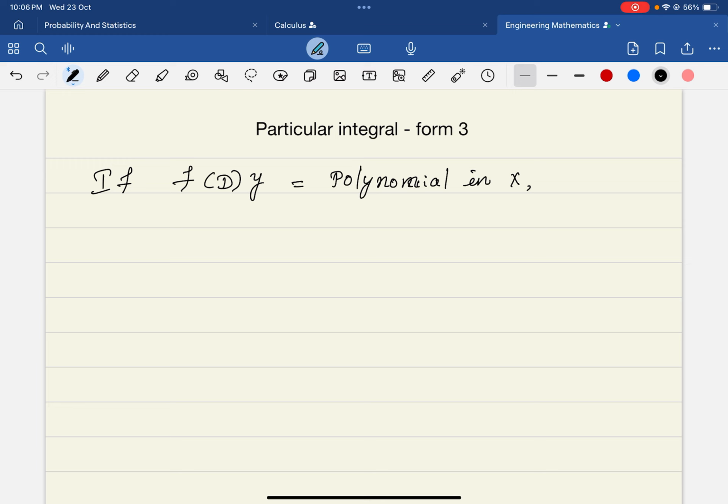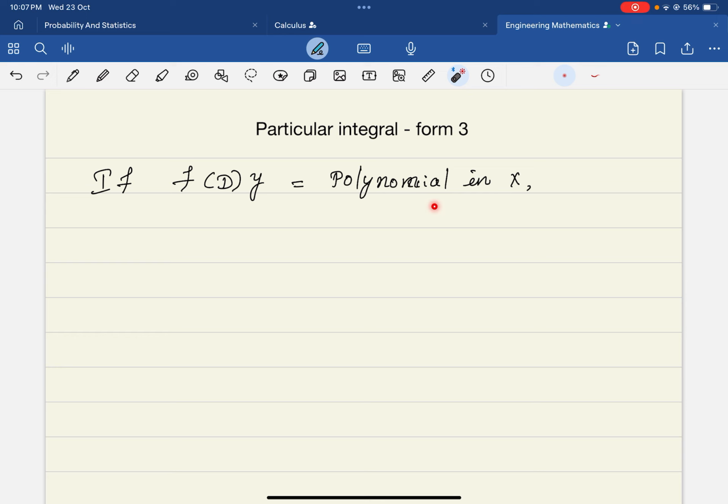In today's lecture, I'm going to find the solution of the non-homogeneous differential equation. To find the solution, we need to find the particular integral, which is of form 3. Forms 1 and 2 we have done in the previous lectures. Now we are going to do form 3, how to find the particular integral.